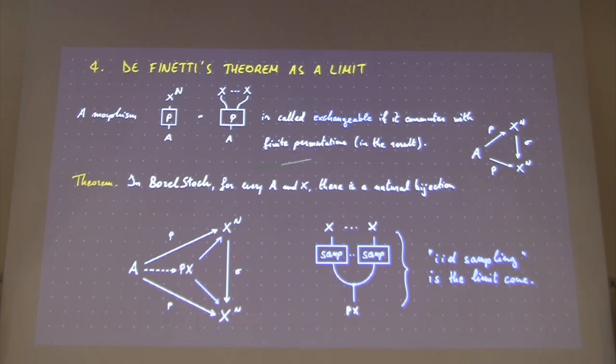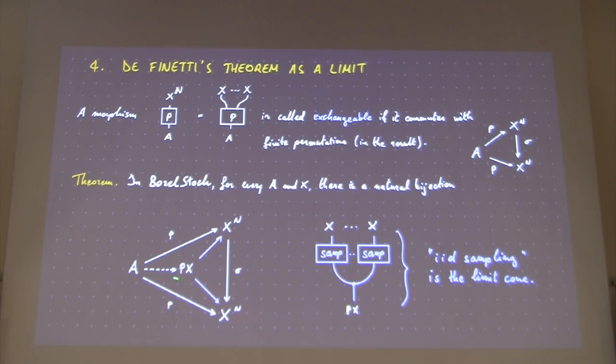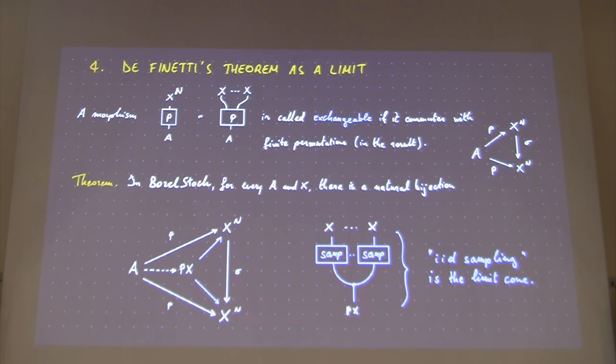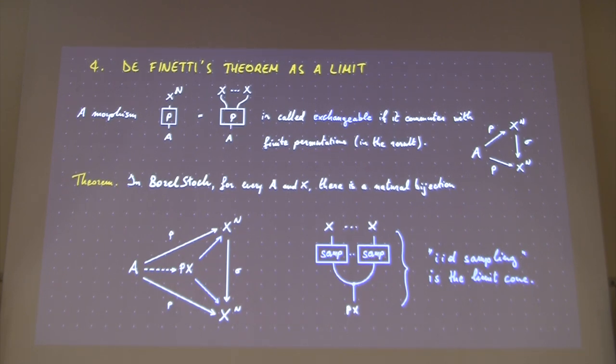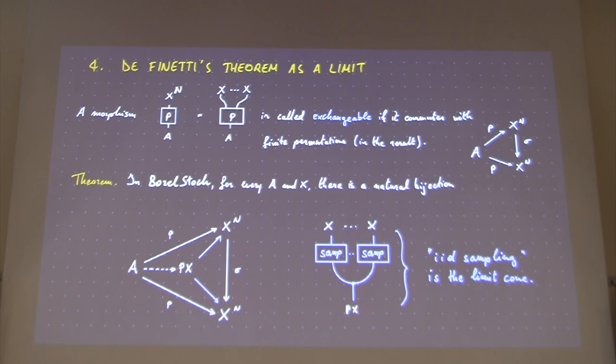that there is a natural bijection between exchangeable probability measures on these sequences and morphisms into Px, which are, in some sense, parametrized probability measures over probability measures. Okay, random amounts into here. And the universal cone, the limiting cone, is exactly this one of making repeated experiments.